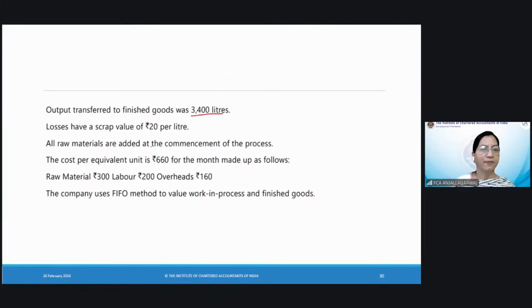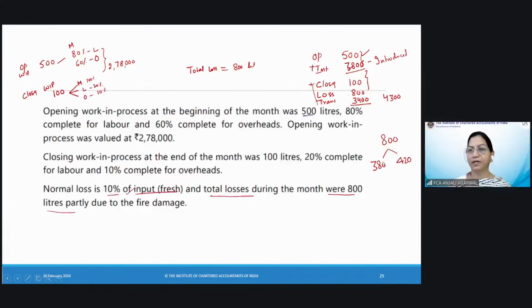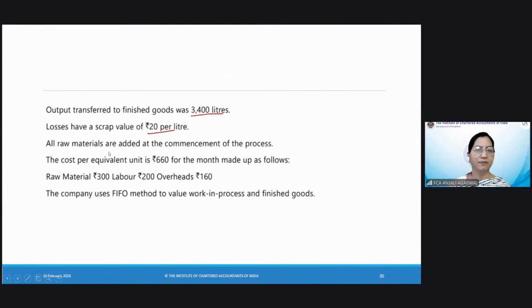Okay, let's read it. Losses have a scrap value of 20 rupee per liter. So your normal loss can be sold. Okay, 380 into 20 will be the scrap realized from sale of normal loss. I'm giving you a hint only. You can complete it, and if you have any problem, we can take up in the next session.